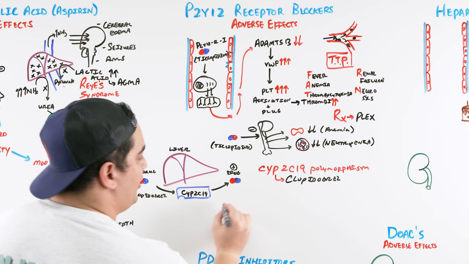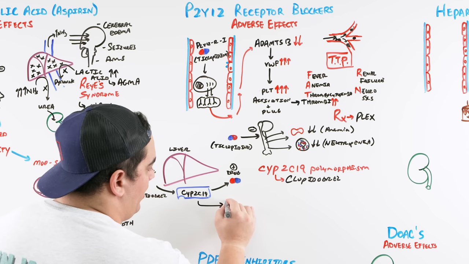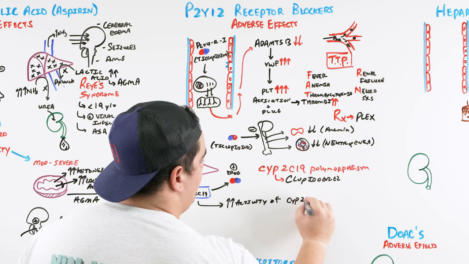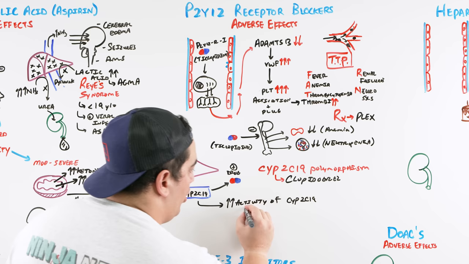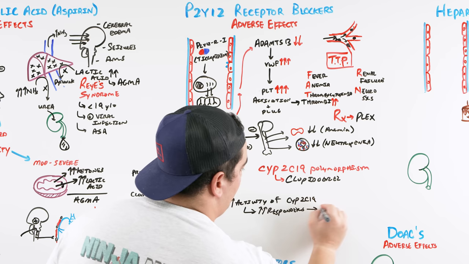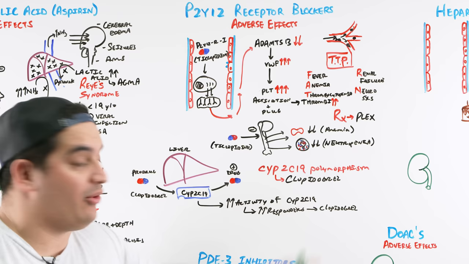In other words, they may have a form where they have increased activity of their CYP2C19. If that's the case, they're going to rapidly metabolize clopidogrel into the active drug, and they'll have an increased response. They'll be increased responders to clopidogrel. They may have a slightly higher risk of bleeding, but they'll respond really well to that drug.